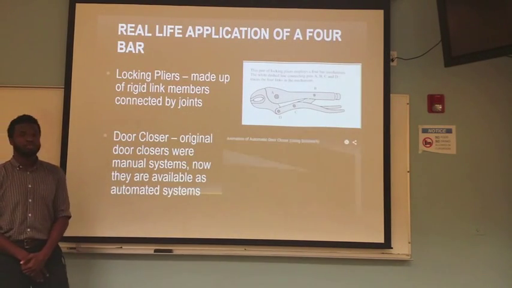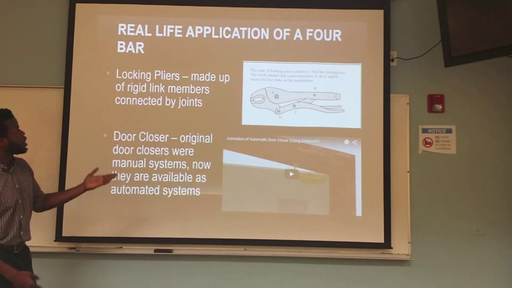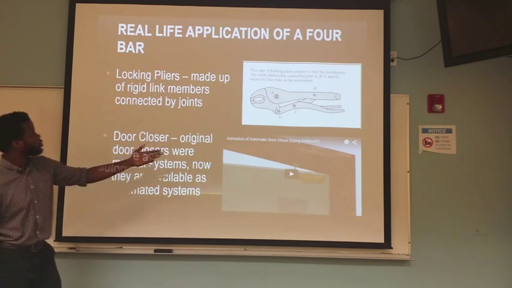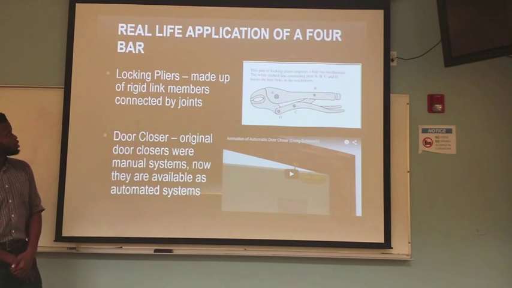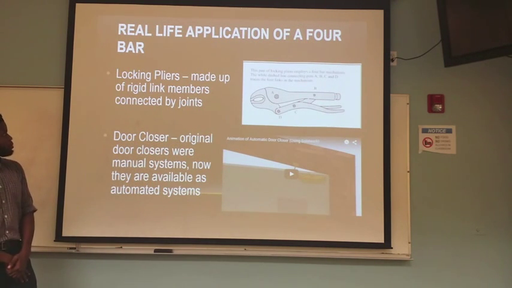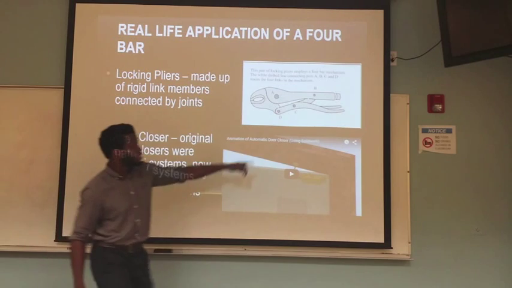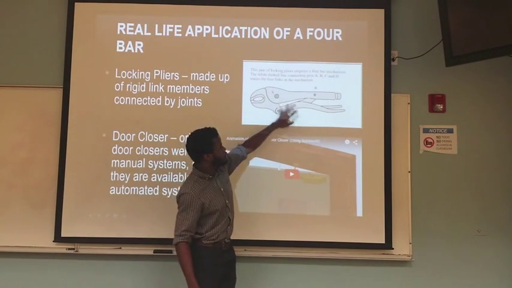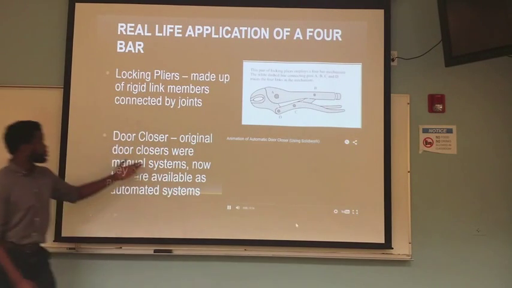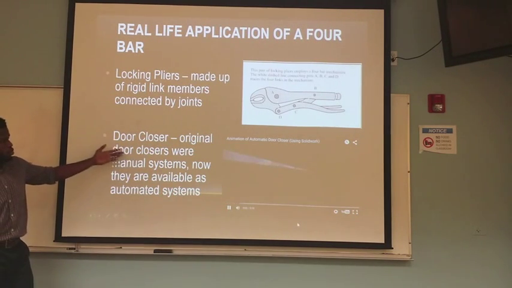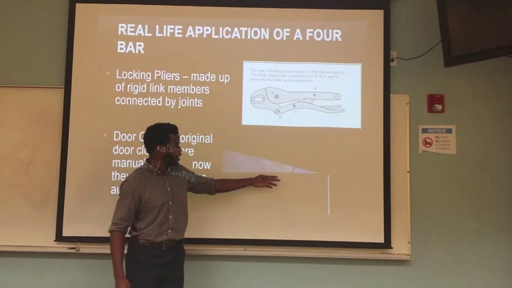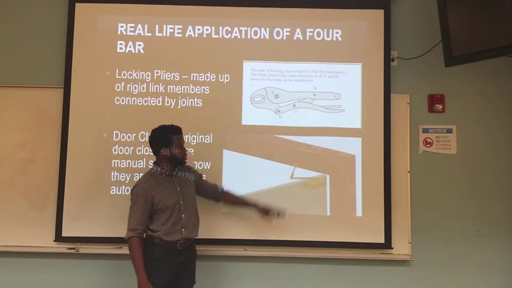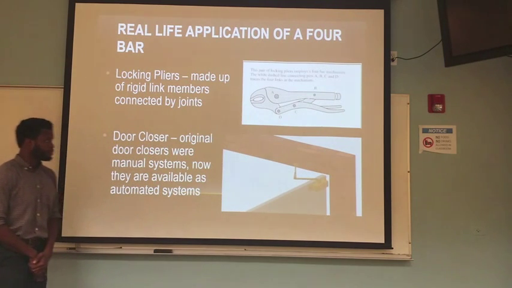And lastly, we're given the task of seeing real life scenarios of these situations. First scenario was a locking plier, which is made up of rigid link members connected by joints. And as you can see, the joints right here, A, B, C, and D, all connect to make a 4-bar mechanism. And also the closing door, the mechanism here, as you can see, is used on a door to open and close the system.